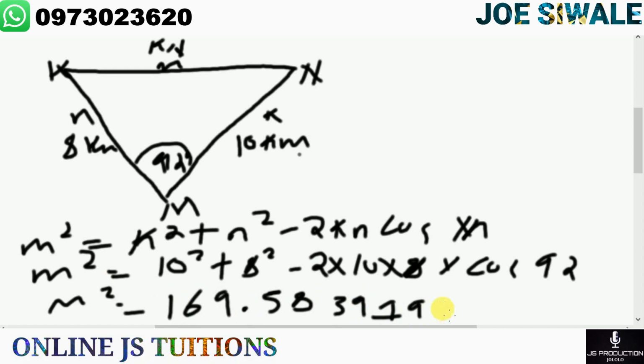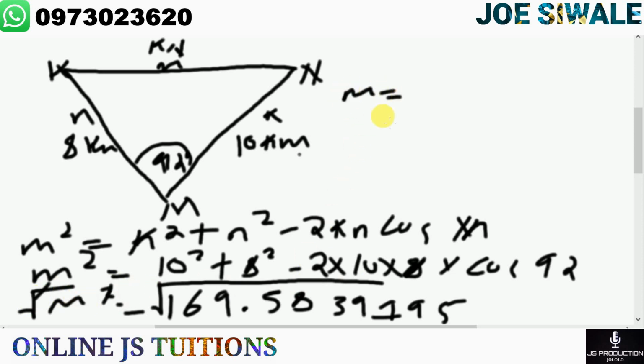195. So I'm going to say square root here and square root here. So the square root and the square will cancel. So I'll say m is equal to the square root of 169.5839195, I'm having 13.02 kilometers if I round off to 2 decimal places.